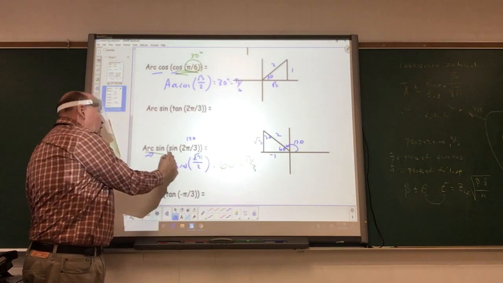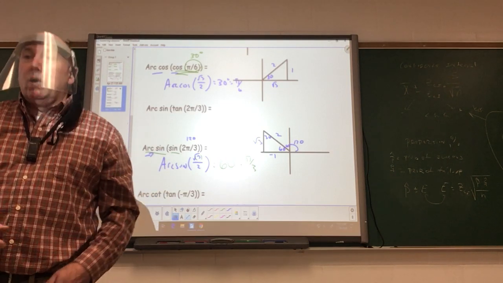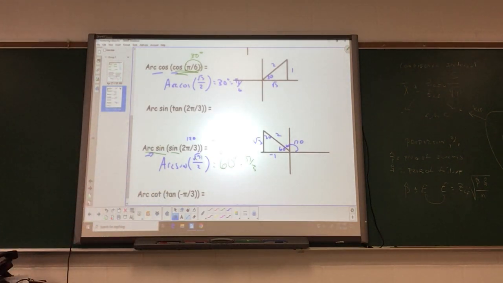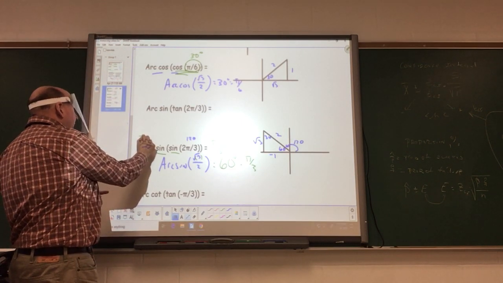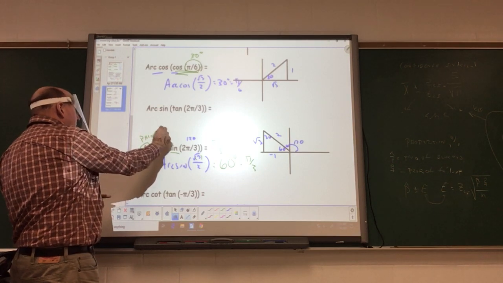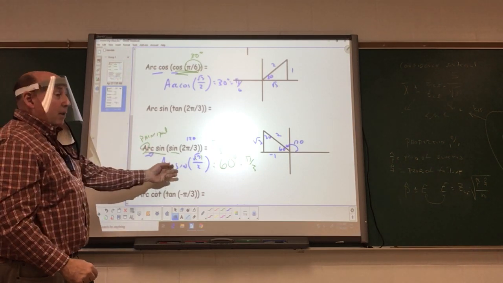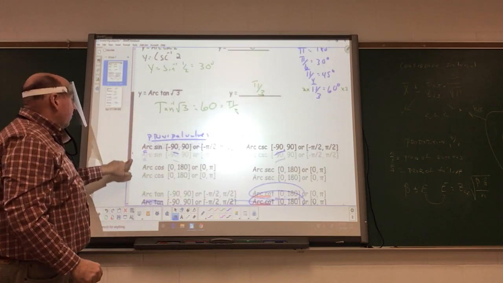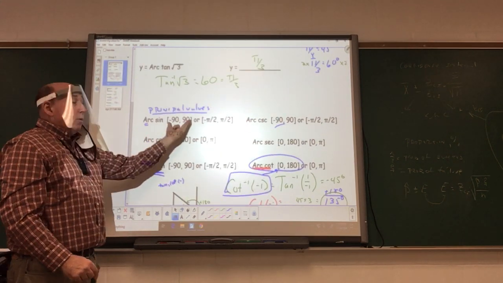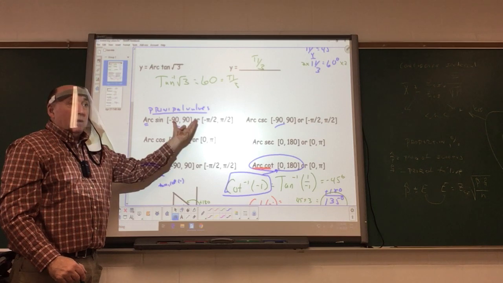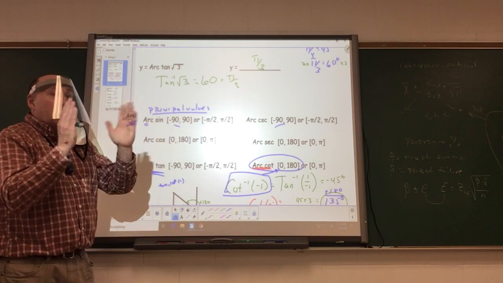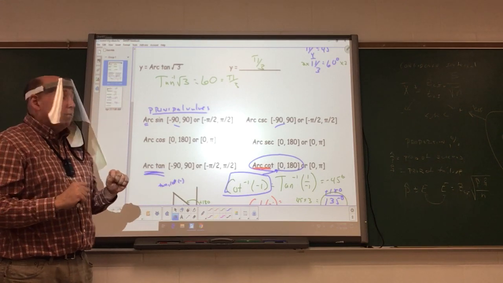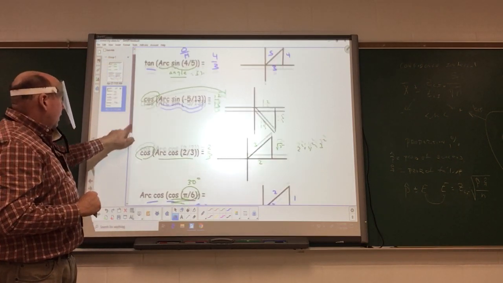So what we have here is the arc sine of the sine of 2 pi over 3. It does not come back to 2 pi over 3 or 120 degrees. The reason why is, once again, we're talking about the principal value. If I look at my sine on the front side, the inverse sine has to be anywhere between negative 90 and 90 degrees. Well, what I'm dealing with is 120 degrees. 120 degrees is not between those two values.